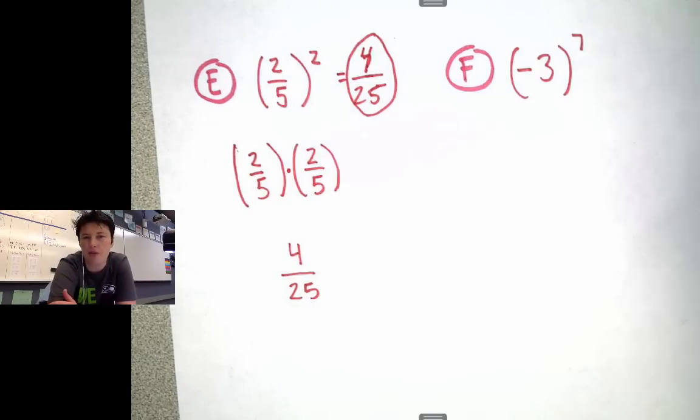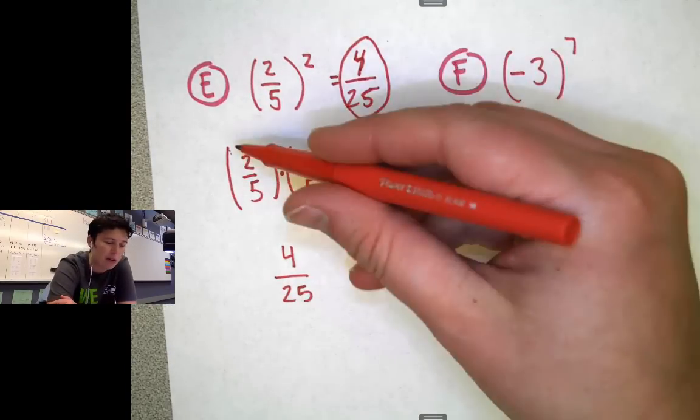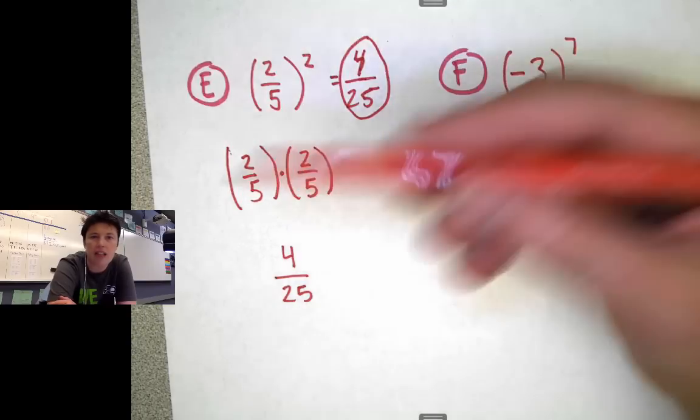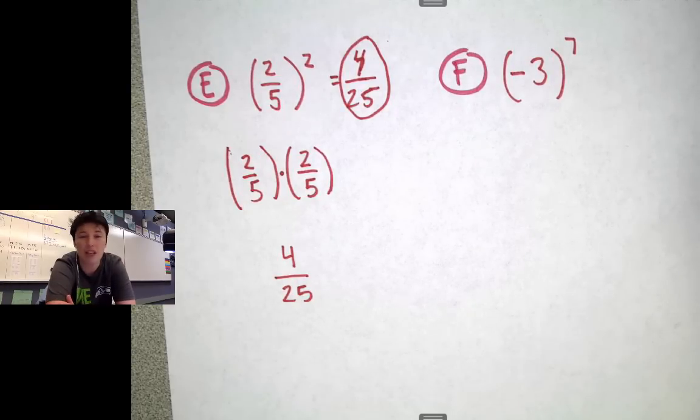What'd you get? Did you get the same thing, or were you stuck, or did you do something different? Hopefully you didn't accidentally like butterfly it or something. The butterfly method, that's adding and subtracting fractions. Multiplying, you just get to go straight across. It's really nice. You don't even need a common denominator, so that's nice too.